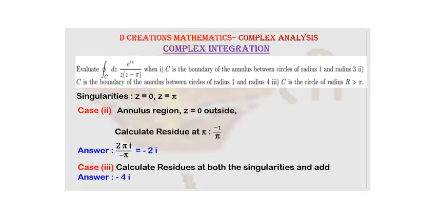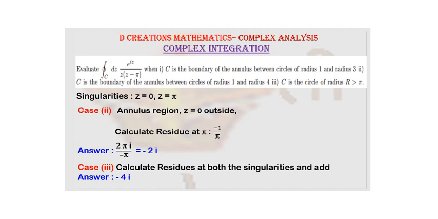What about case number 2? In case number 2, again it's annulus region, so we need not worry about z is equal to 0. But the radius specified for the second circle is 4. So pi, which has value 3.14, will lie inside that. So you will need to evaluate residue at z is equal to pi.